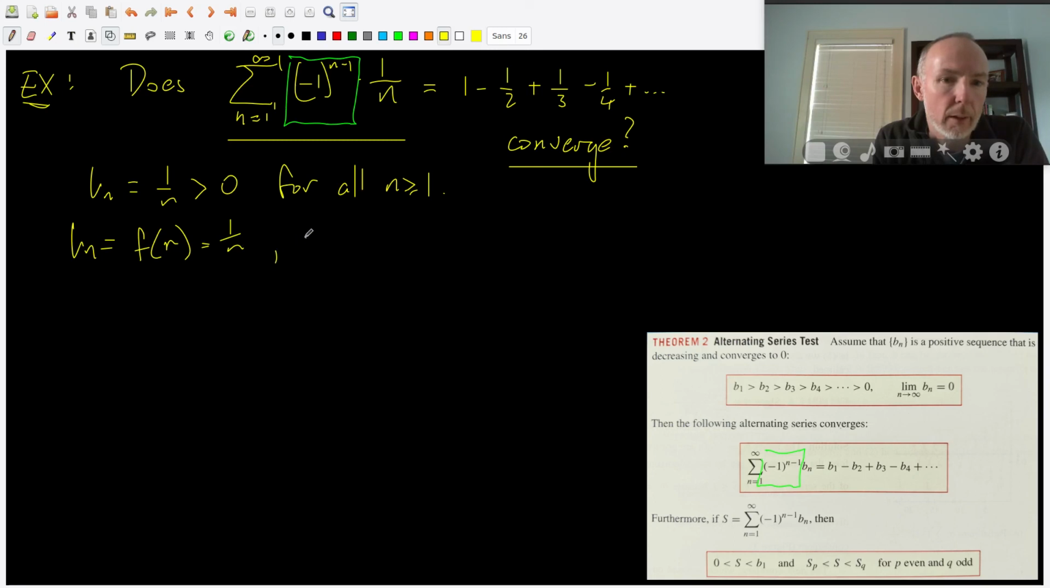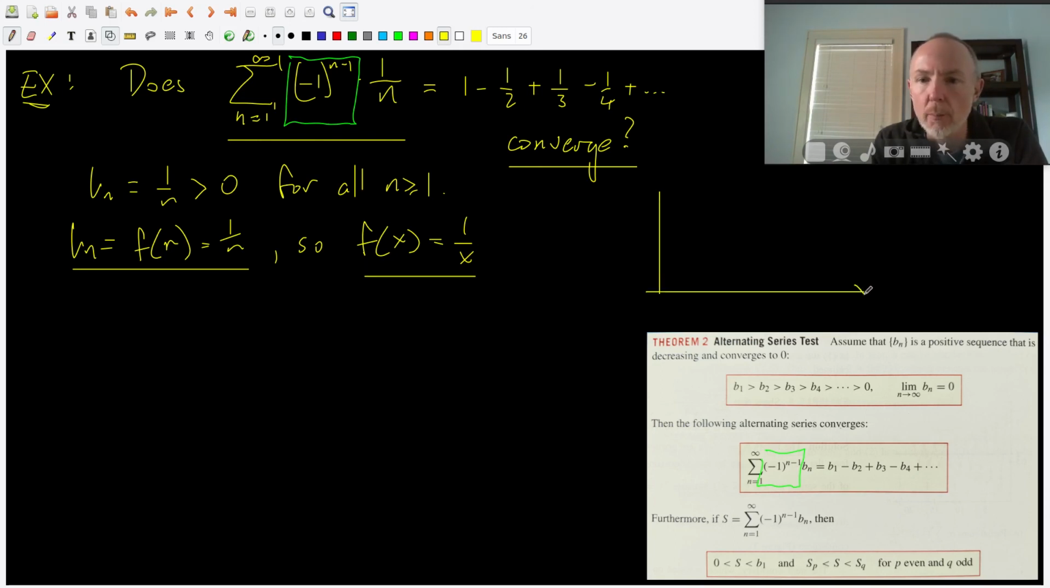So let's think about the function f of x, because if I want to show that b sub n is decreasing, then the neatest way to do it is always to look at the derivative. So let's define the corresponding function f of x. And remember why that's important. Because the b sub n's are coming from that function. When I plug in n equals 1, I get 1 over n, which is 1.